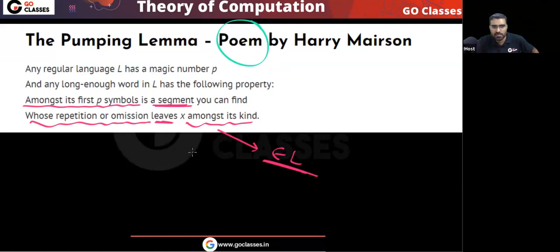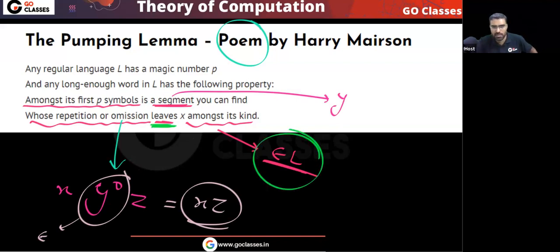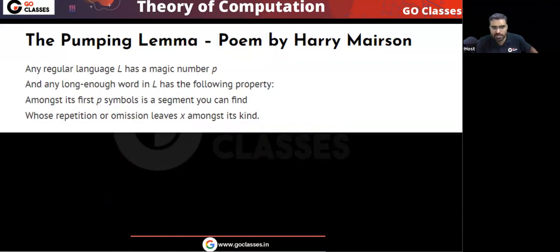Okay, so you can see what this omission means. This segment Y is non-empty, and you have repetition or omission. Omission means Y power 0. Means you just remove this Y. This is epsilon, so that will be same as XZ. Okay, so that is the point. And the resulting string belongs to L. This is your pumping lemma. This is the poem of pumping lemma.